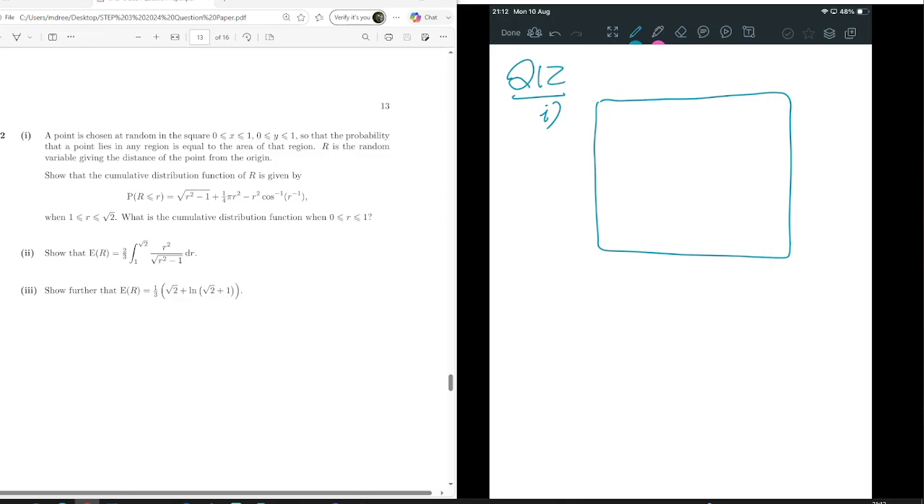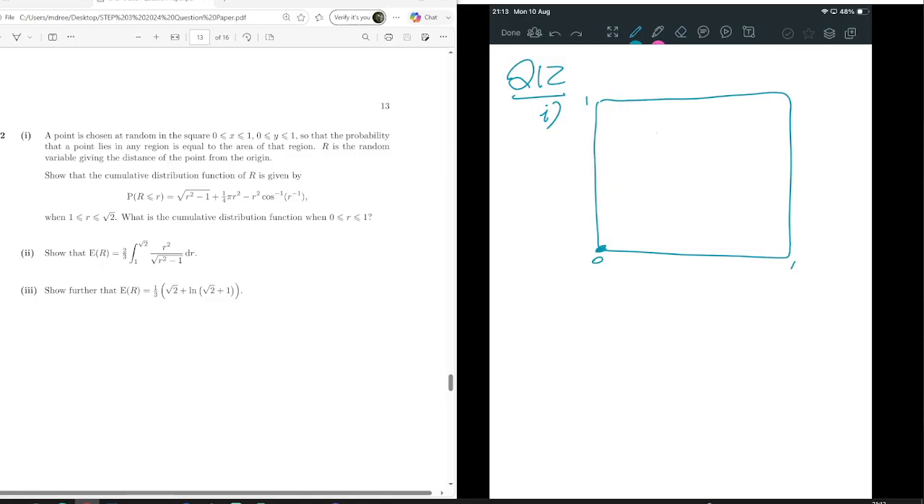R then is the random variable giving the distance from the origin. So the thing to notice is our origin is down here, so our x values go from 0 to 1, and our y values go from 0 to 1. So R is a random variable, the distance from the origin. If I randomly hit this point here, then my score would be the straight line distance back to the origin.